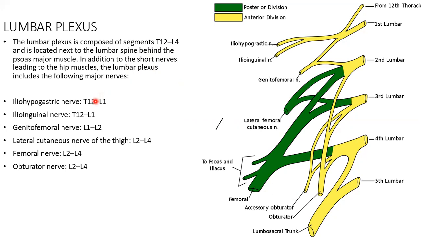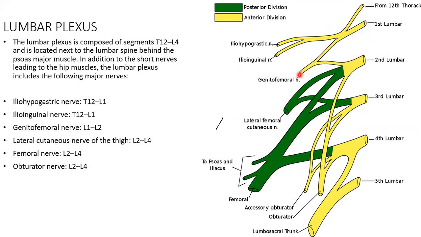The first one is the iliohypogastric nerve, originating from T12 and L1. As you can see, they're both contributing to the iliohypogastric nerve. Now I'll talk about the ilioinguinal nerve as well, from T12 and L1. And I'll talk about the genitofemoral nerve from L1 and L2. So that's the genitofemoral nerve.